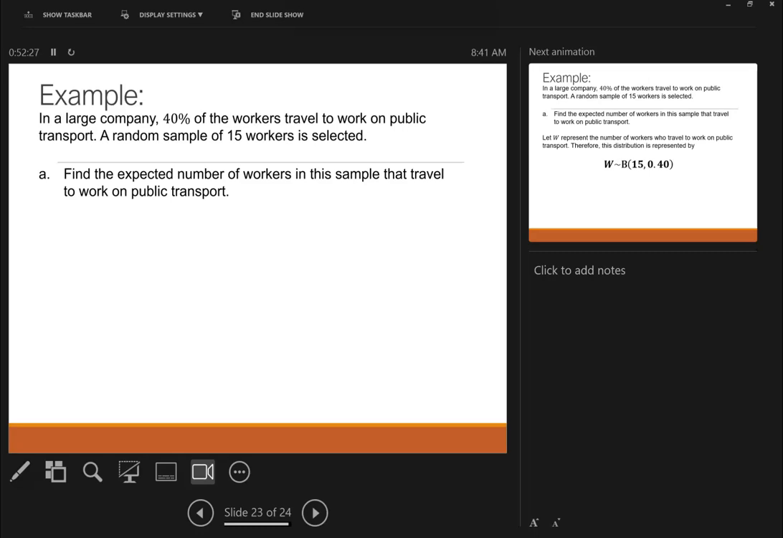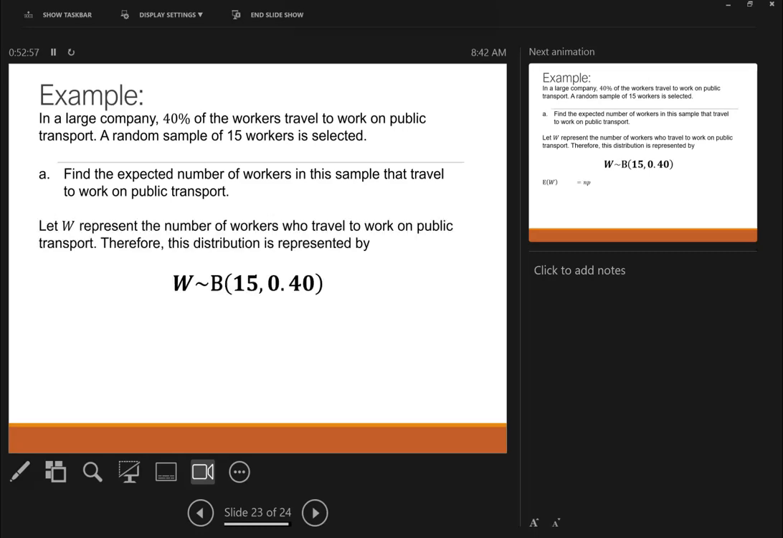It's not like one affects the other. Yep, that's the independence piece. What else do we still need? 2 outcomes. What are the outcomes? Worker traveling on public transportation or not. Everybody satisfied? The last thing is that the probability of success is fixed, but that kind of goes without saying. So we are binomial. The number of trials was 15, and the probability of success is 0.4.